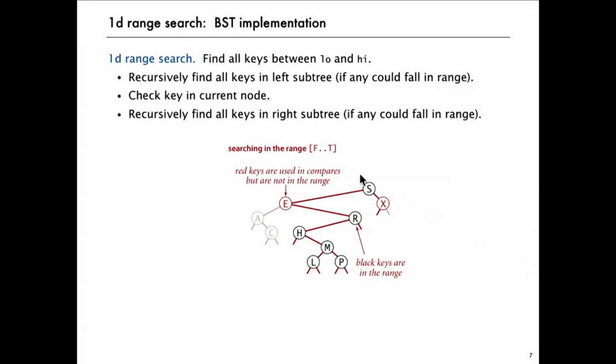So if we're looking for all the keys between F and T, then we have to look at both subtrees of the root S, but we don't have to look at the left subtree of E because all of those are less than E and therefore less than F, so we don't have to look there. Otherwise, it's a simple modification of recursive tree search to find all the keys. And it's easy to see that the running time is going to be proportional to the number of keys returned plus log n. So that's one-dimensional range search using binary search trees.